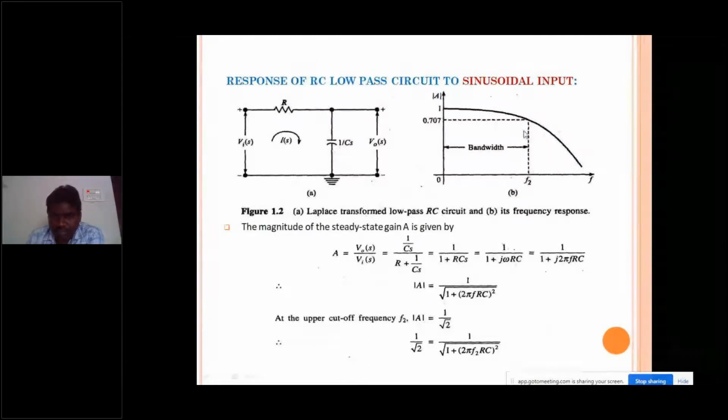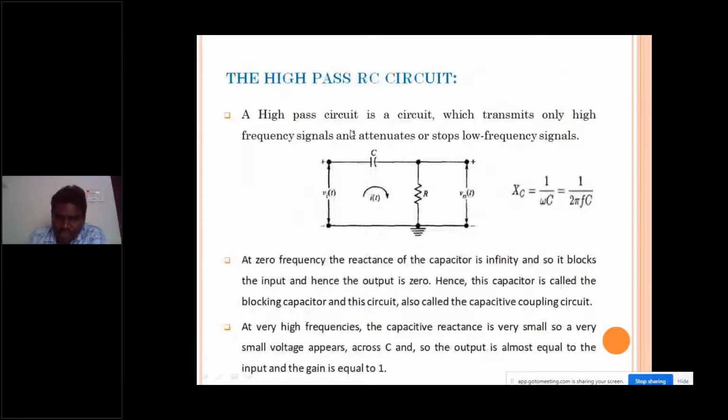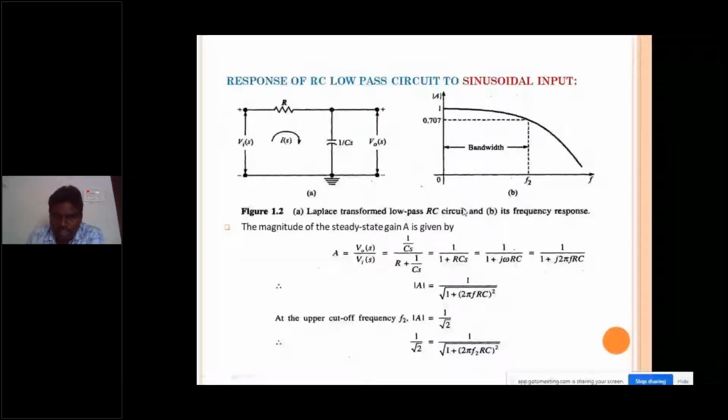Generally, if you want to calculate a bandwidth, you should have both upper cutoff frequency and a lower cutoff frequency. But in this case, for a low pass circuit, the lower cutoff frequency is ideally 0, so that the bandwidth itself is f2. So if I calculate the transfer function, or the magnitude, that means output voltage by input voltage. Now if you observe, this circuit is simply a Laplace transformed circuit. In the previous slide, it is a normal circuit, but now here I am just converting this into a Laplace transformed circuit. So this is the resultant circuit.